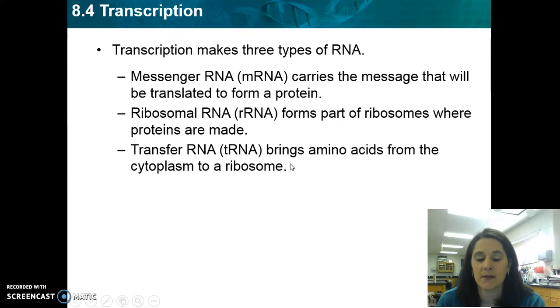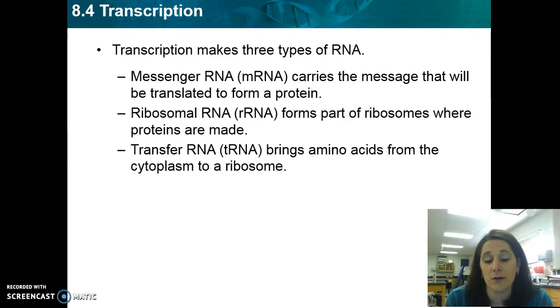There's three types of RNA that are made during the transcription process. First, you have mRNA, or messenger RNA. A messenger is someone who carries a message. So our messenger RNA is going to take the message that was created in the nucleus to the ribosomes where a protein can be formed, because that's our end result as far as transcription and translation, protein synthesis or making of a protein.